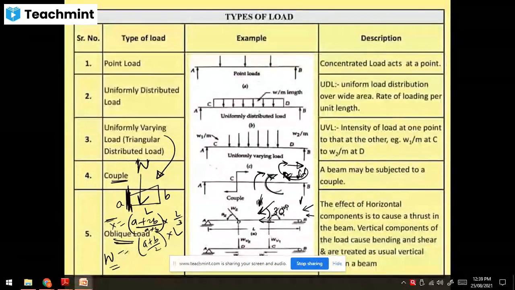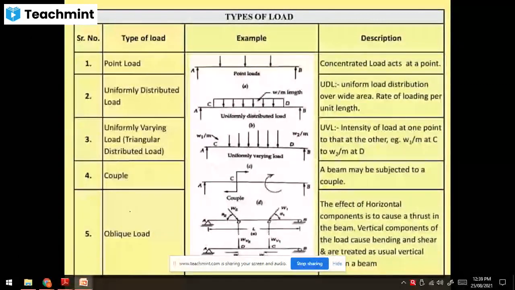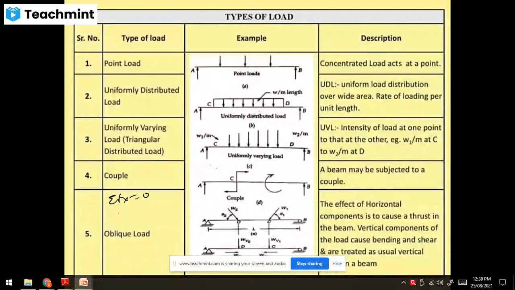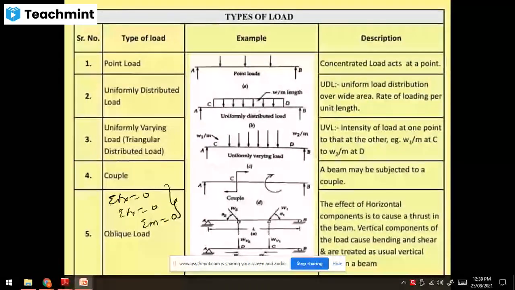So as you know, equilibrium: summation Fx equal to 0, Fy is equal to 0, and summation of M is equal to 0. These are the three equations of equilibrium. Okay, that you require for this one. Now, types of support.